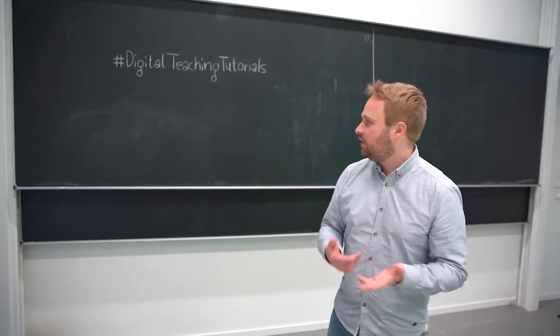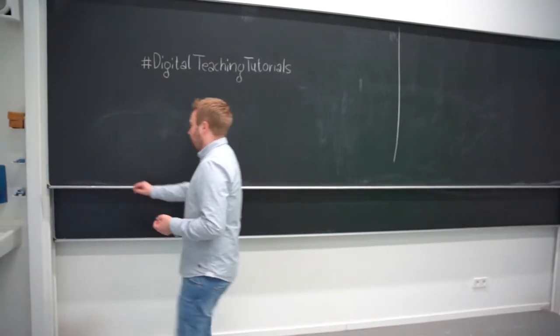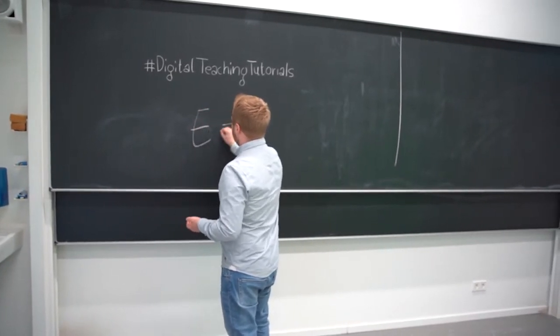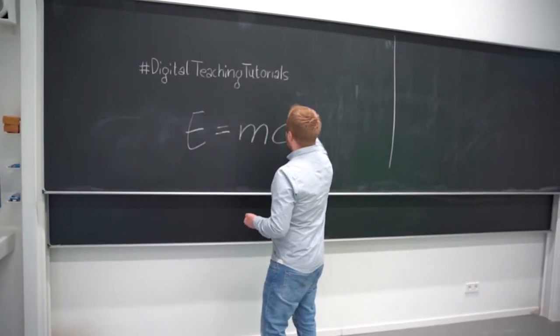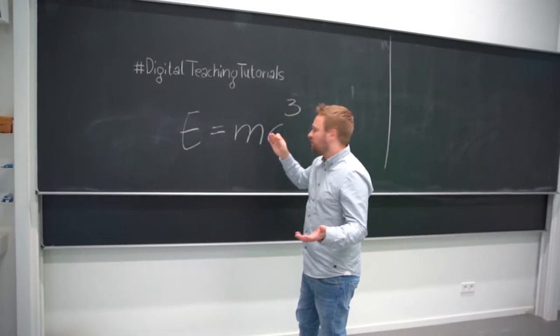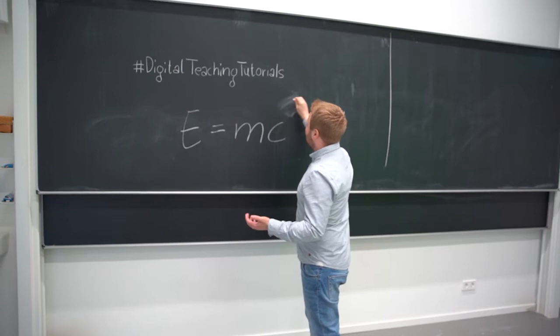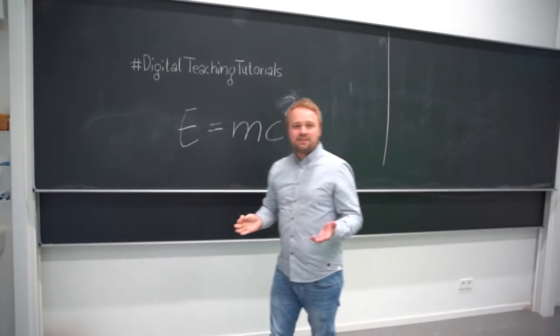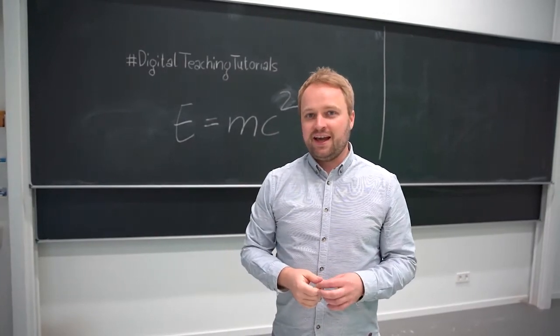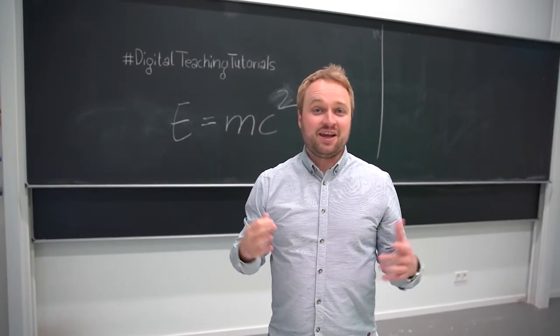So for example, if you teach something on the blackboard to your students, which is, for example, E equals mc to the power of 3, oops, that's wrong, squared, you can easily do that in the software that we are going to show you how it works. And make it look like it never happened.